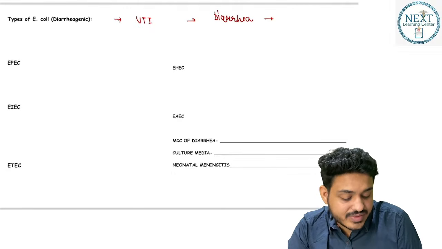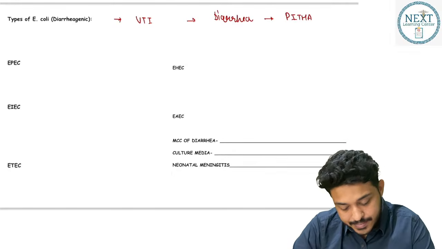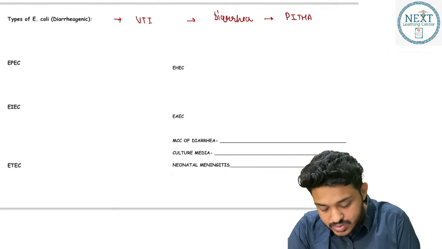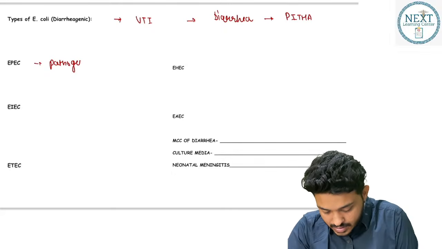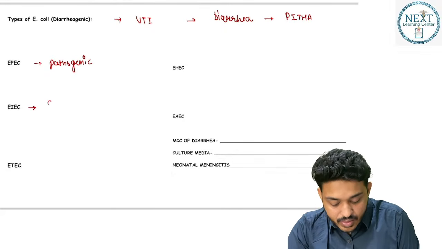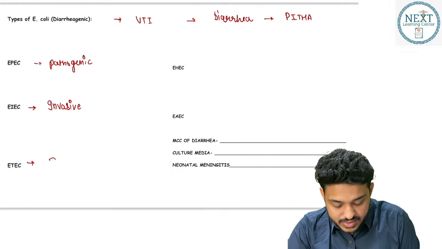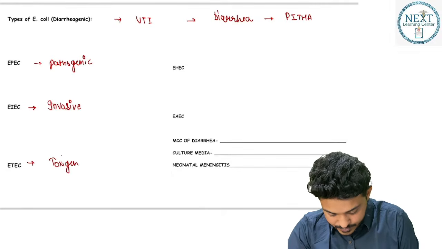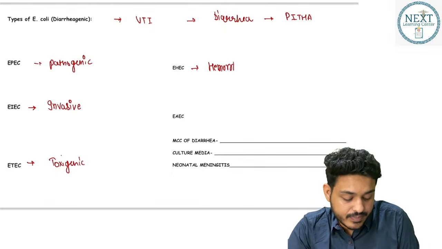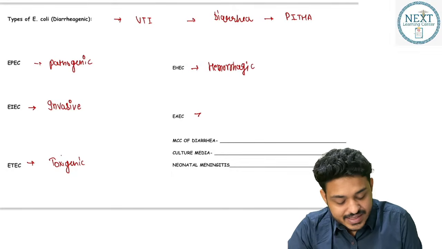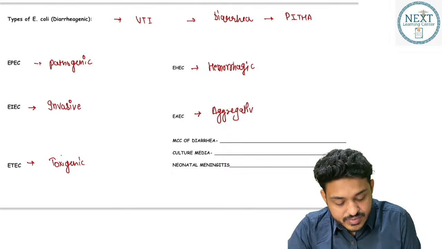And what are the strains which can cause diarrhea? These are going to be your Pitta, right? What are the Pitta? EPEC, that is enteropathogenic E. coli. EIEC is entero-invasive E. coli. ETEC is enterotoxigenic E. coli. EHEC is enterohemorrhagic E. coli. And EAEC is enteroaggregative E. coli.